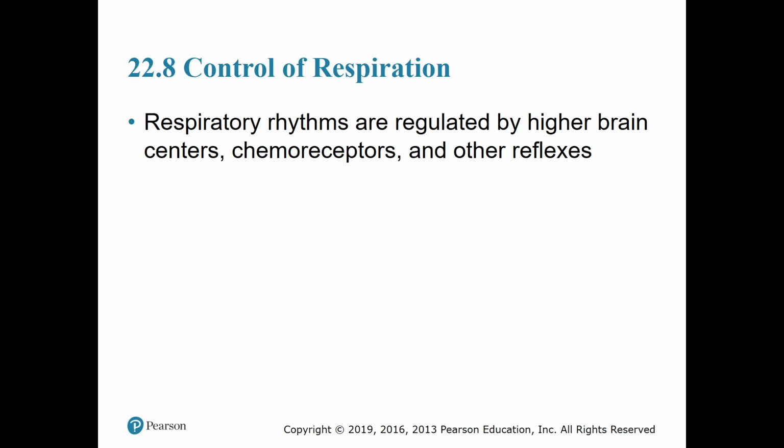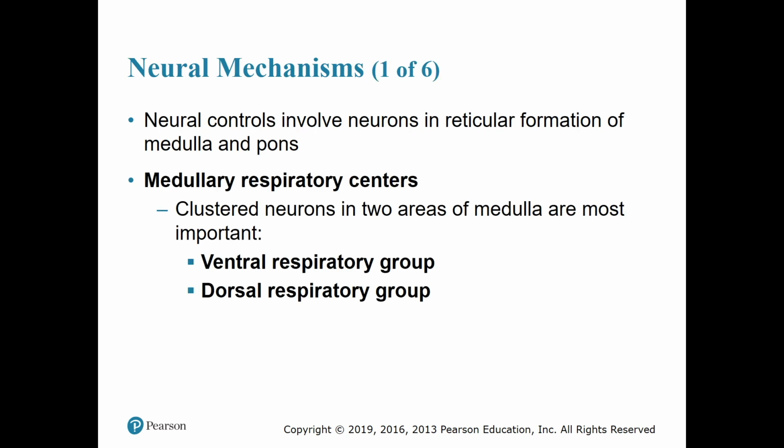Such mechanisms involve 1, changes in blood flow and oxygen delivery that are regulated at the local level, and 2, changes in the depth and rate of respiration under the control of the brain's respiratory centers. So we're going to talk about respiratory rhythms that are regulated by higher brain centers, chemoreceptors, and other reflexes. Neural mechanisms involve neurons in the reticular formation of the medulla and pons of the brain. Medullary respiratory centers are clustered.